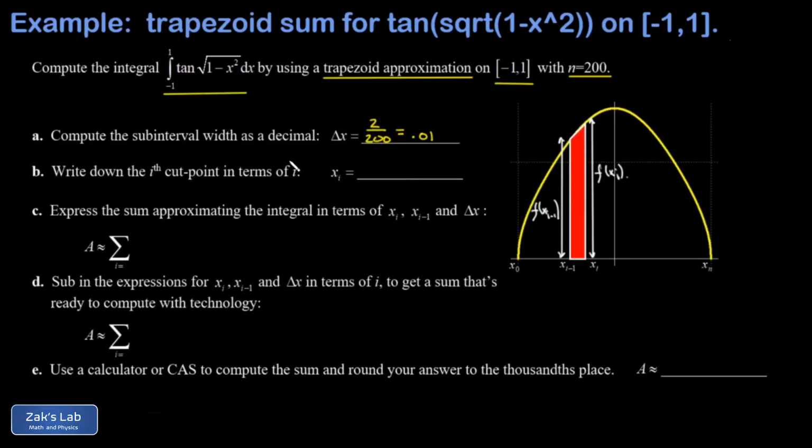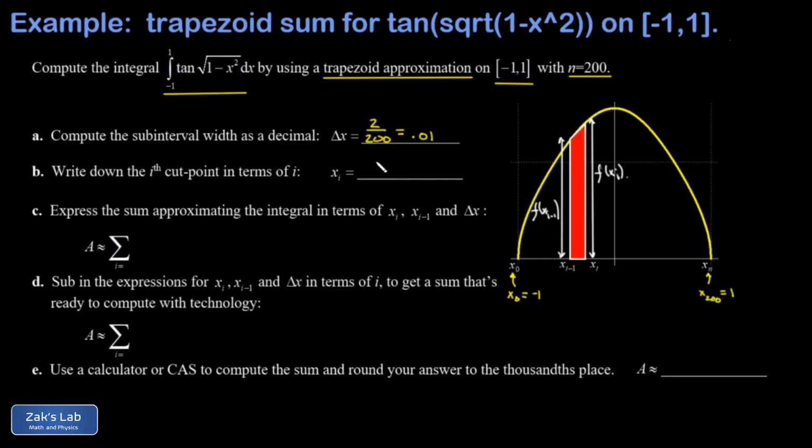can see it. In part B, we're asked to write down the ith cut point in terms of i. And I want to point out some of the notation here. Normally, the very left side of the interval we call x_0. And in this particular problem, our starting point is x_0 equals -1. And then the rightmost endpoint we normally call x_n. And in this particular problem, n is 200. So that's our 200th cut point, and that's equal to 1.